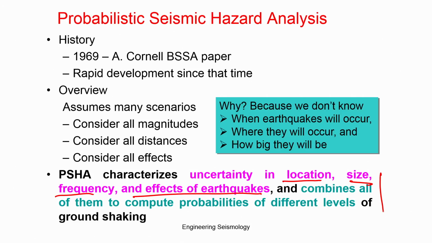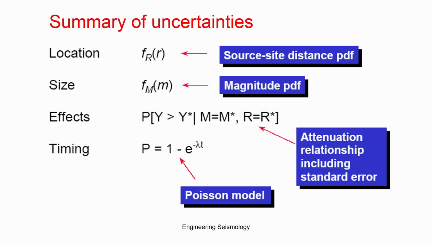So, to compute the possibility of different levels of ground shaking for the analysis, the location is basically a distance, the site-to-source distance. You take a probability density function of the distance and size, the magnitude, from the minimum to the maximum magnitude possible, and consider all of them. Then the effect of how this magnitude and distance combine in the GMPEs, how the error term varies, and then the time Poisson distribution model is used to account for time. We will discuss these steps in detail.